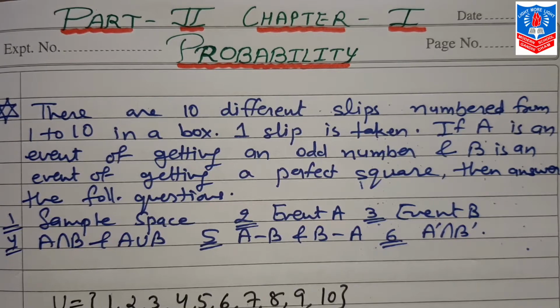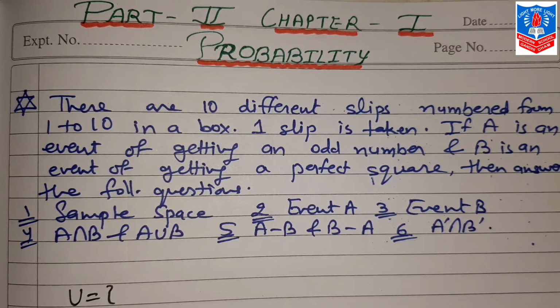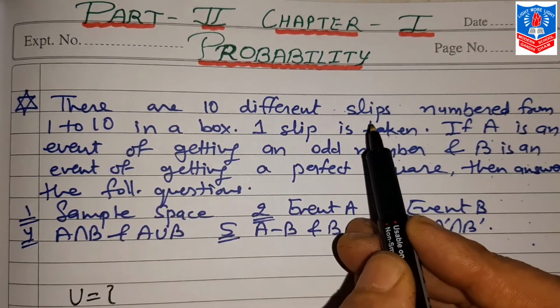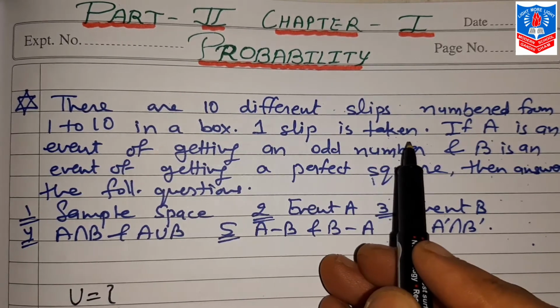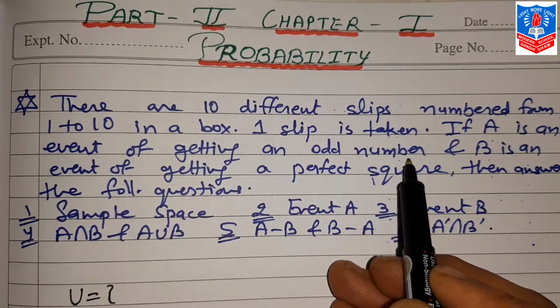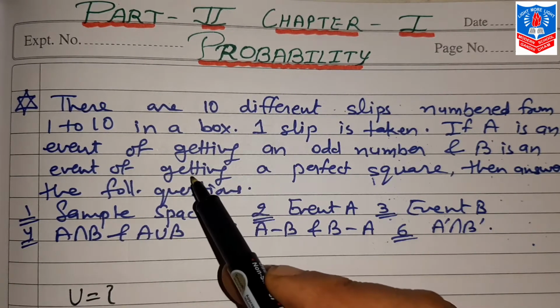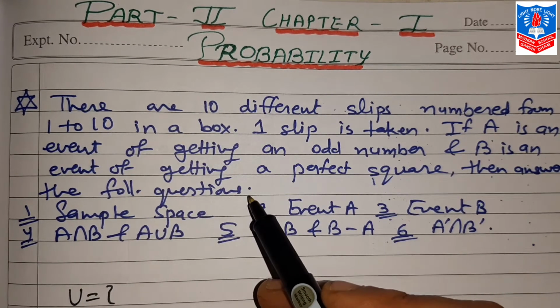In today's session, we will start with sums based on the terms and definitions we did in the last session. Now, first question, it is this way. There are 10 different slips numbered from 1 to 10 in a box. One slip is taken from it. If A is an event of getting an odd number and B is an event of getting a perfect square, then answer the following questions.